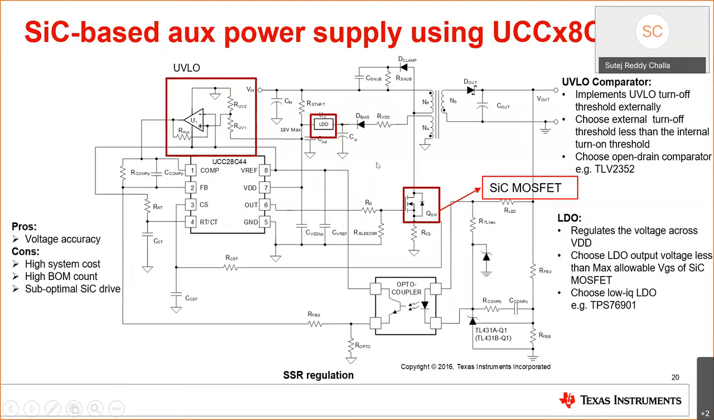Whereas in this configuration, when using a second generation SiC MOSFET with 18 volt, again, voltage accuracy is pretty high because of secondary side regulation. Still, system cost is high because of the additional external components and the high BOM count. Although this configuration is suited for driving the second generation silicon carbide MOSFET, a first generation 20 volt SiC MOSFET can also be driven, but with 18 volt VGS, which is a suboptimal drive.